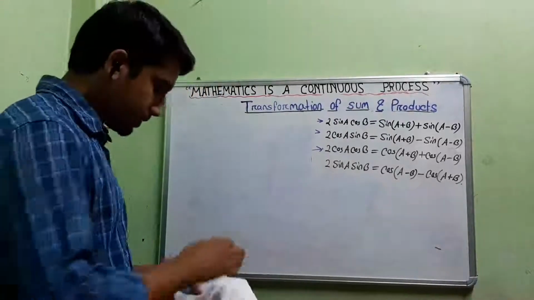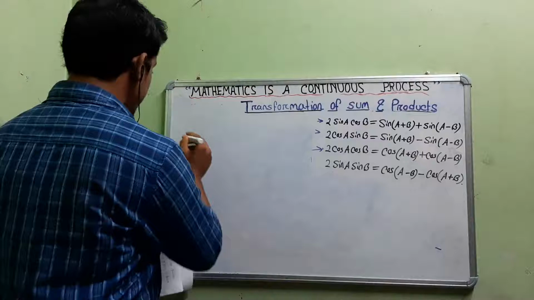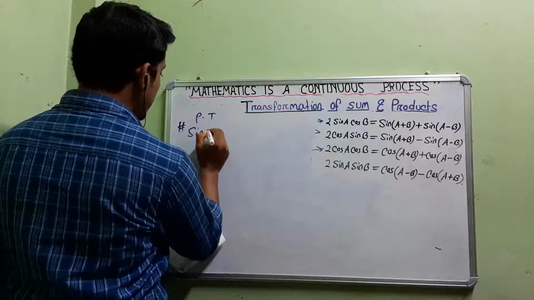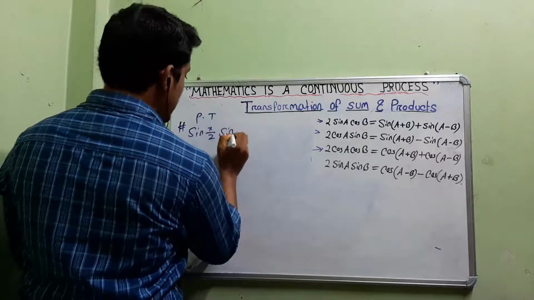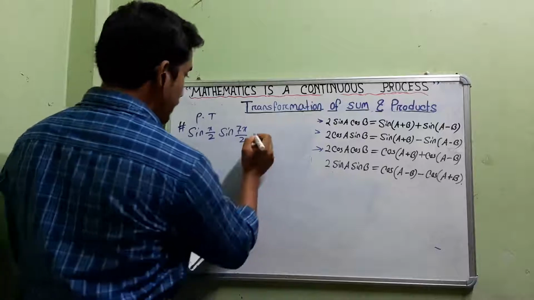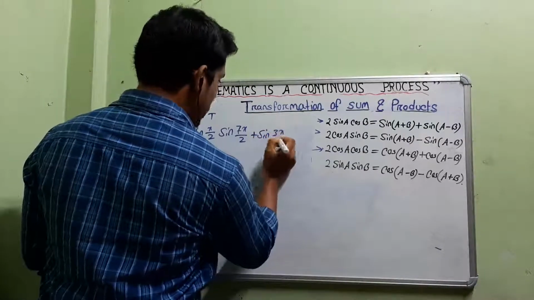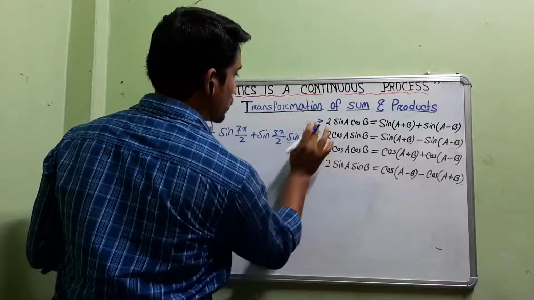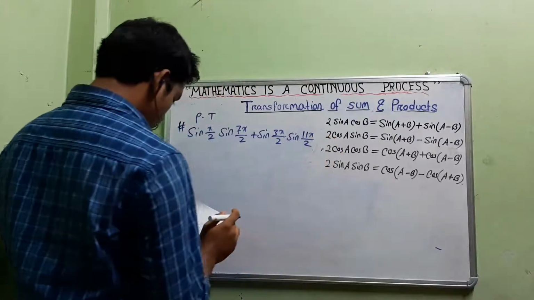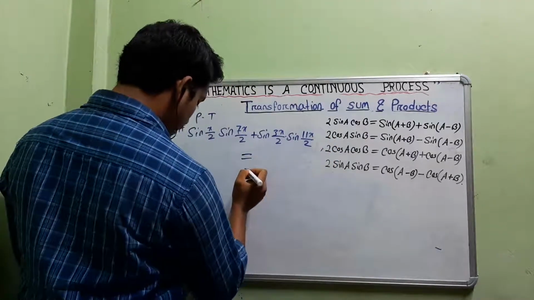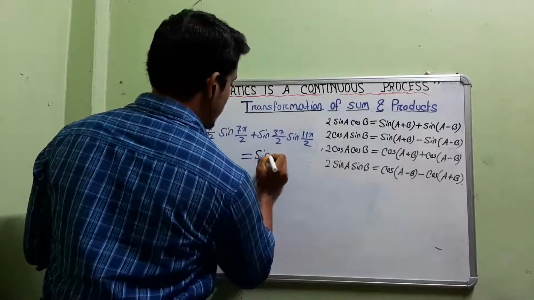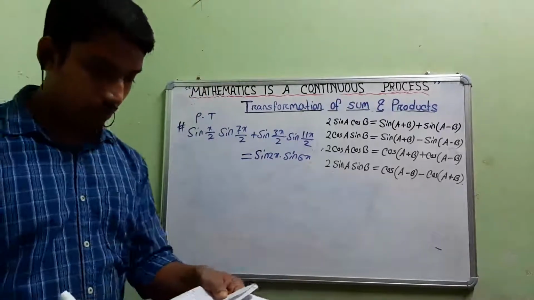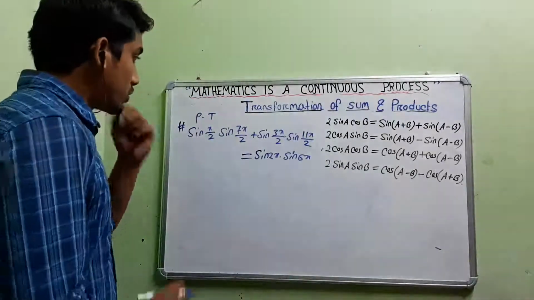The next problem is: prove that sin(x/2) into sin(7x/2), plus sin(3x/2) into sin(11x/2), is equal to sin 2x into sin 5x. This is the right hand side, sin 2x into sin 5x. Okay, we are supposed to prove it in this way. You see, the question is correct only.